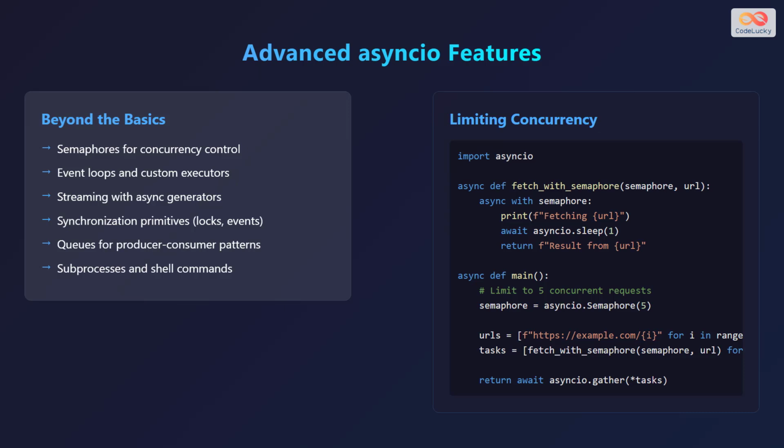The code shows how to limit concurrency using a semaphore. The fetch_with_semaphore coroutine takes a semaphore object and a URL. It acquires the semaphore before fetching the data and releases it afterwards, limiting the number of concurrent fetch operations. The main coroutine creates a semaphore with a limit of 5 concurrent requests, generates a list of URLs, creates tasks for each URL using fetch_with_semaphore, and gathers the results using asyncio.gather.